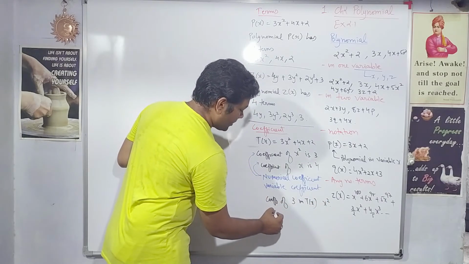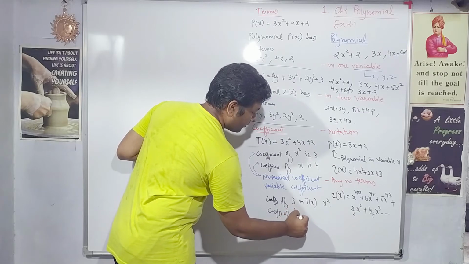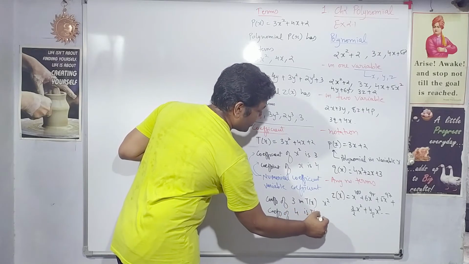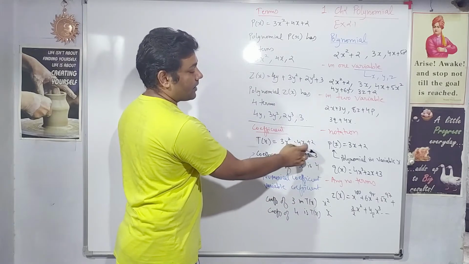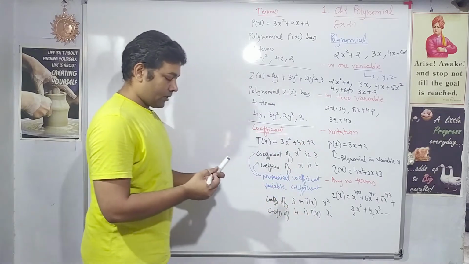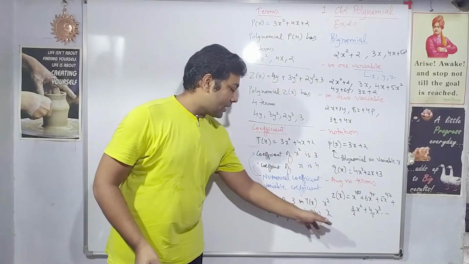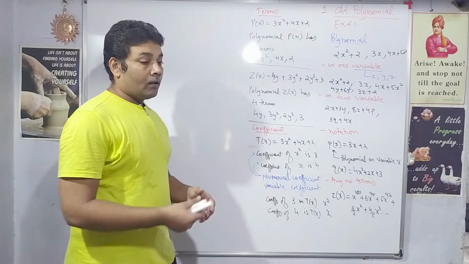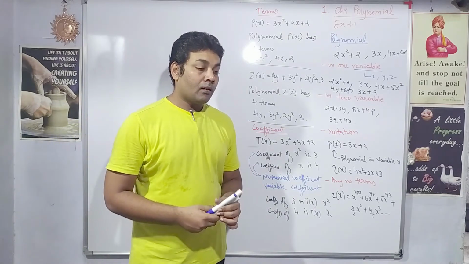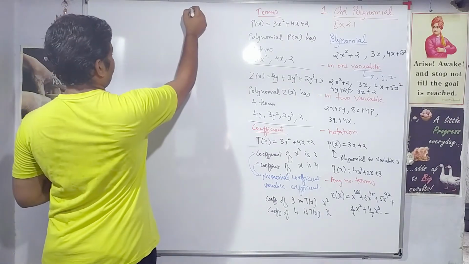Then the coefficient of 4 in t of x is x, right? So with 4, what is there? X. So x is the coefficient. So either it can be a numerical coefficient or it can be a variable coefficient. Clear? Then next we have degree of polynomials.